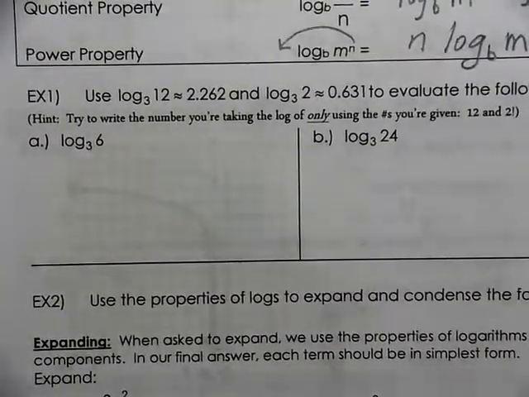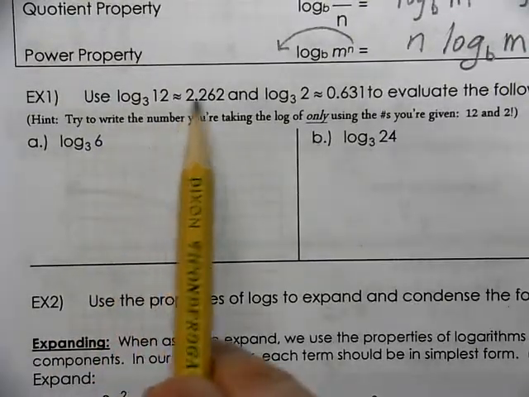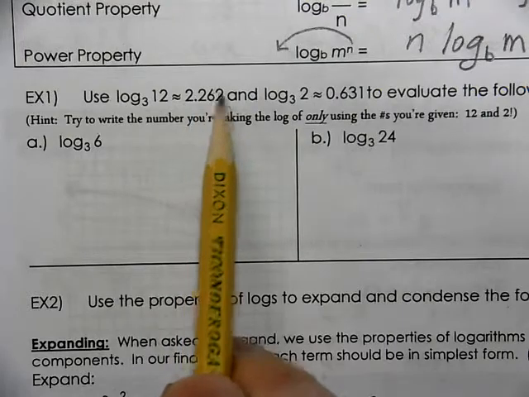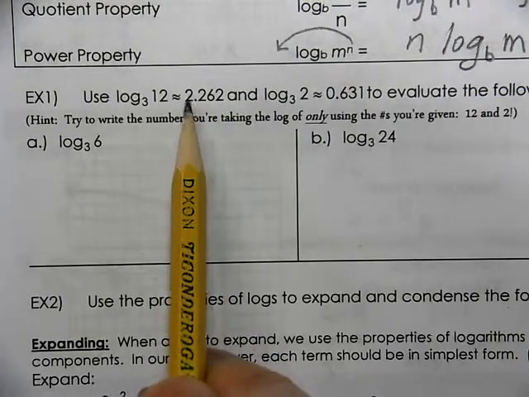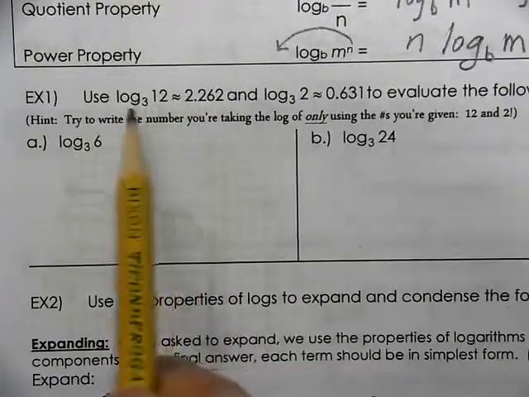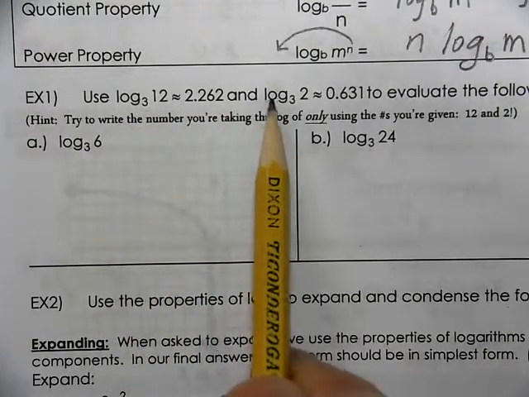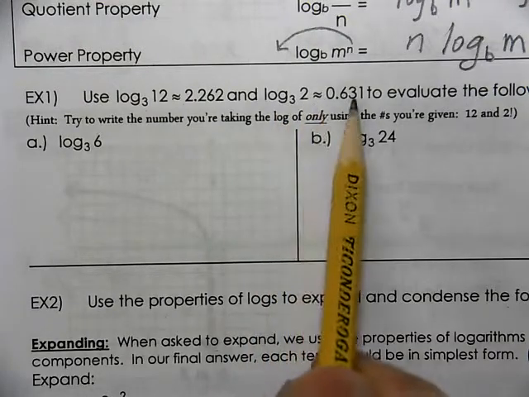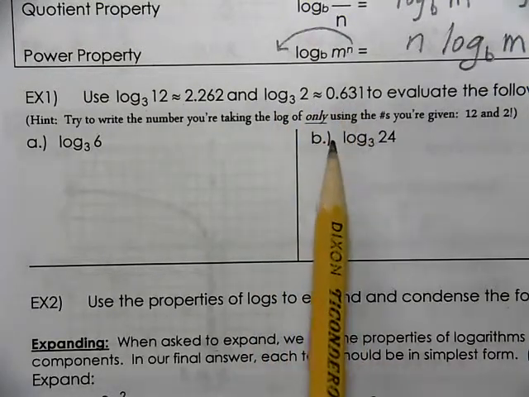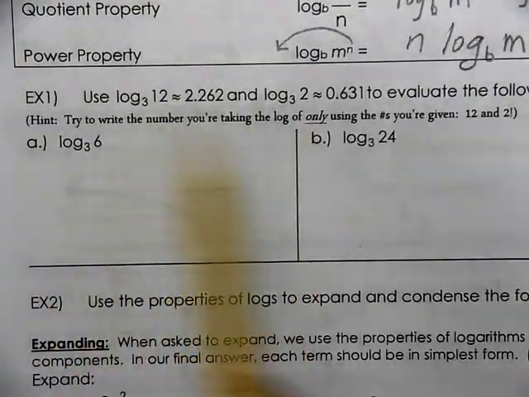So for these problems, they're telling us here that the log base 3 of 12 is just about 2.262. So they're essentially being a calculator for us. They're telling us what a number is. And on this side we have log base 3 of 2 is 0.631. So the big question, how could we use those two numbers?